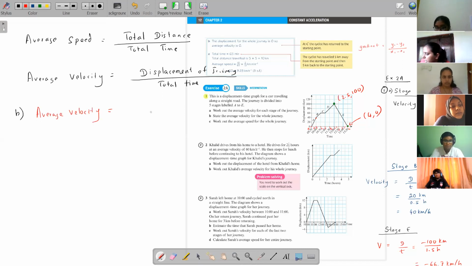Displacement for the whole journey is 0. Time taken is maybe 4 hours. So that's no point. Average velocity is 0. Check your answers and correct them. Part C, average speed.